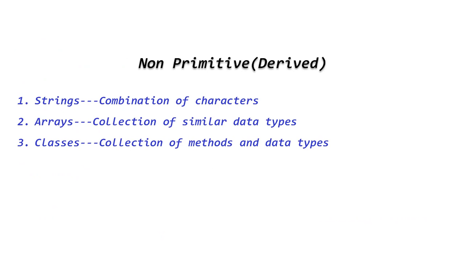Then non-primitive is basically the combination of your primitive characteristics or primitive data types. Strings, a combination of characters; array, a collection of similar data type; classes, a collection of methods and data types.